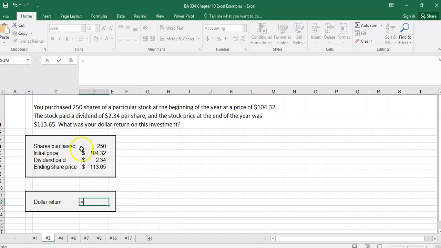Well, we have the number of shares purchased times the difference between the ending price and the initial price, that's our capital gain amount, plus the dividend paid per share. So the total dollar return on this investment is $2,917.50.